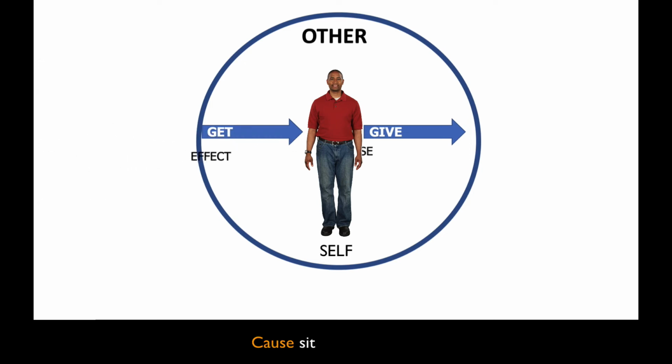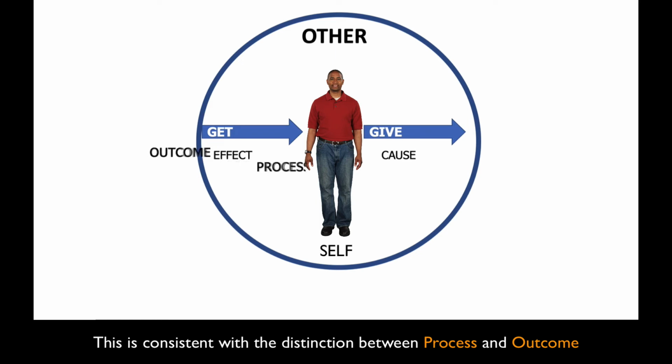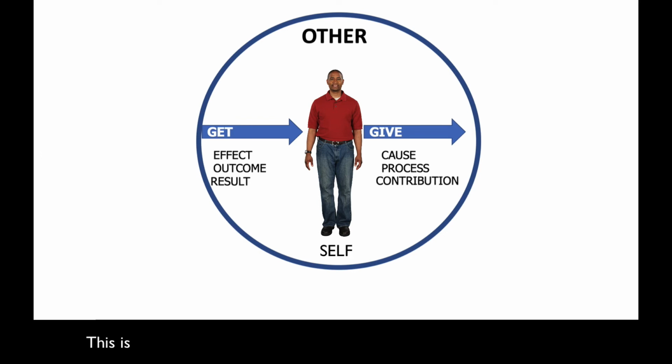Cause is what you do, it's what sits in your hands. The effect is what sits outside of your hands and happens over a period of time. That therefore means it's also consistent with the distinction between outcome and process. Process is concerned with what you do, and outcome is concerned with the effect over time. And that therefore means you can describe contribution as what you do and result as the effect over time.